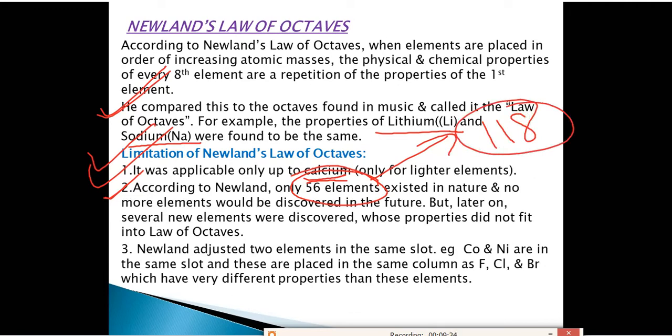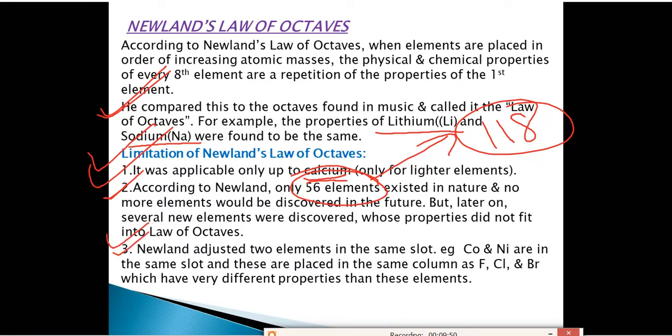Later on, several new elements were discovered whose properties did not fit into the law of octaves. Many elements were discovered after that, and their properties did not fit in Newlands' law of octaves.